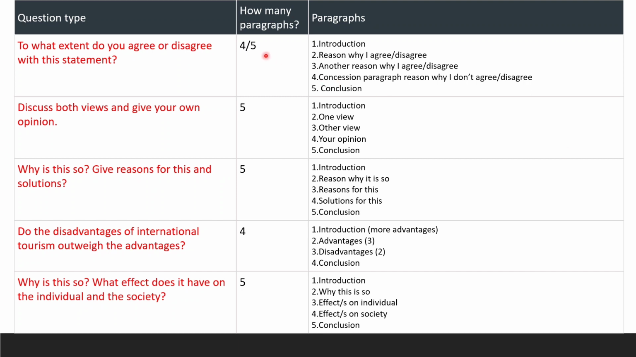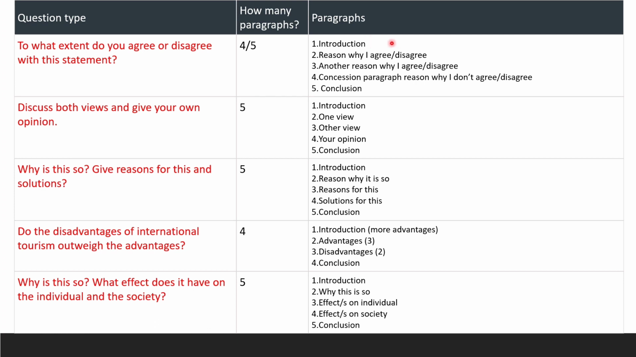So this is easy to understand. To what extent do you agree or disagree with the statements? So 4 to 5 paragraphs can be there. Please keep in mind these 4 to 5 paragraphs include your introduction and conclusion also. So how the paragraphing has to be in this question? To what extent do you agree or disagree with the statement?